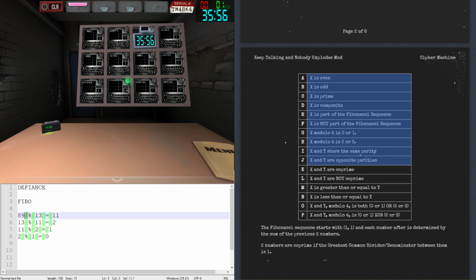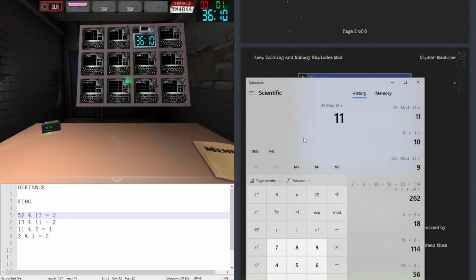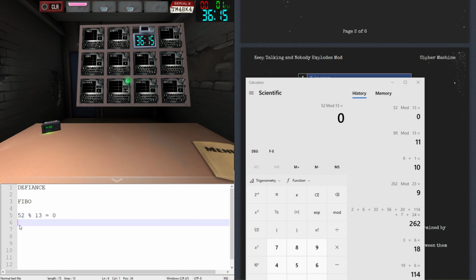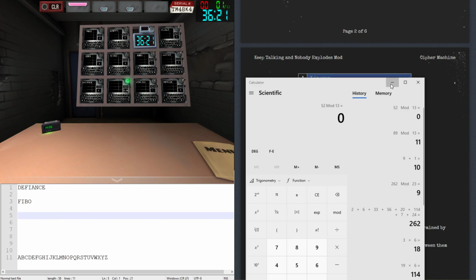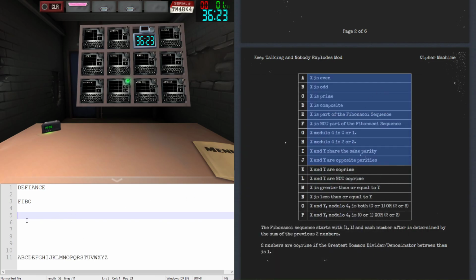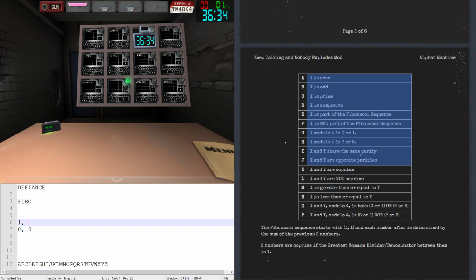It would not be coprime if it's something like 52 and 13. If I do 52 and 13, this would result in a 0, because 52 modulo 13, 52 is divisible by 13. And so the greatest common divisor is 13. And because it's not 1, it's not coprime. However, 1 with anything is coprime, including with 0, but 0 with anything, including itself, is not coprime.